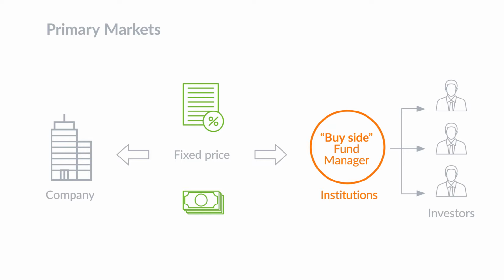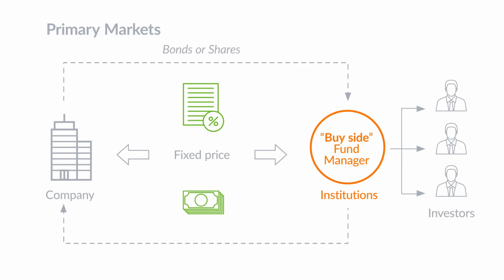IPOs occur when a private company decides to sell stocks to the public for the first time. Essentially, this is the market where securities are created and purchased directly from an issuing company. The primary market can also be referred to as the new issue market, NIM.